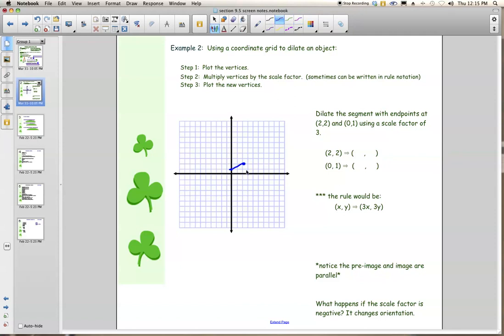Now to change our pre-image, we're using a scale factor of 3. That means we're going to multiply all of our values times 3. So we're going to take each of our coordinates times 3. 2 times 3 is 6. 2 times 3 is 6. 0 times 3 is 0, 1 times 3 is 3. That gives us our 2 new sets of coordinates. I can now plot those points, 0, 3 and 6, 6.